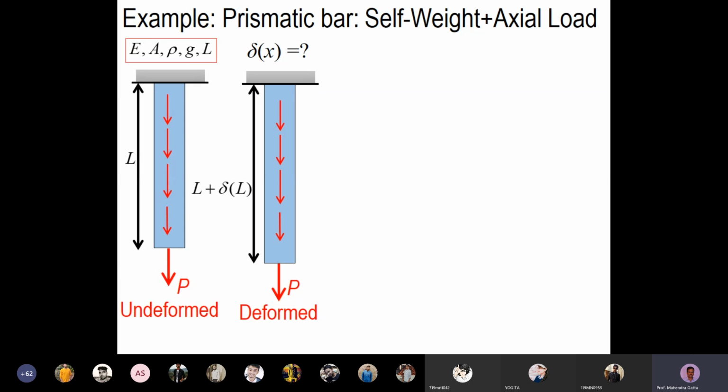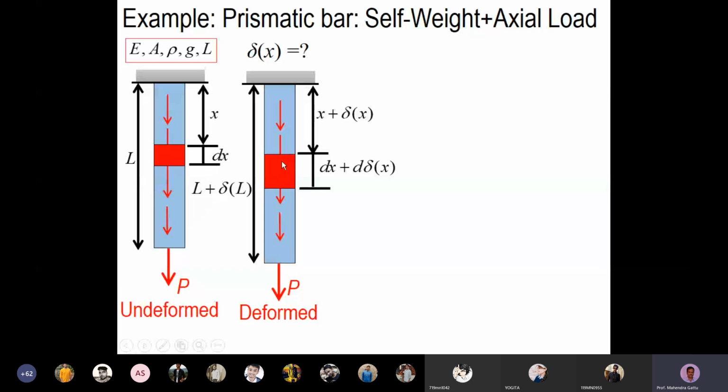In the calculus-based approach, we will take a small segment of length dx at a distance x. Then we will see what happens to this dx element under the application of load. Under the application of this load, this part of the bar which has initial length x has deformed to x plus delta. And this small infinitesimal segment dx has deformed to dx plus d delta x. So this is the elongation in this infinitesimally small element.